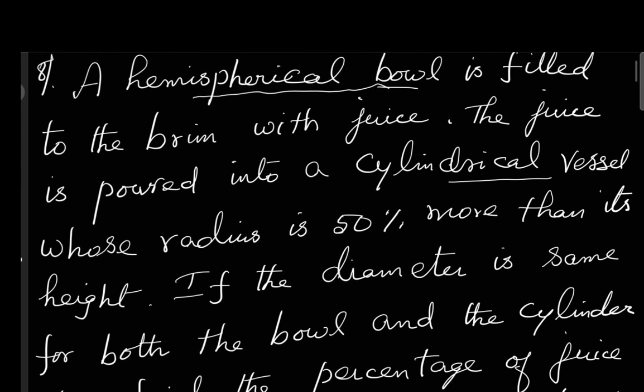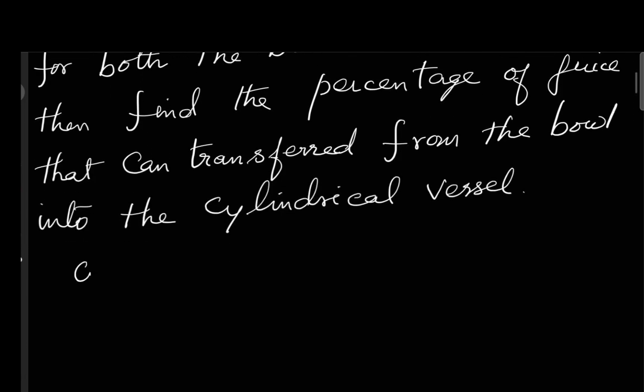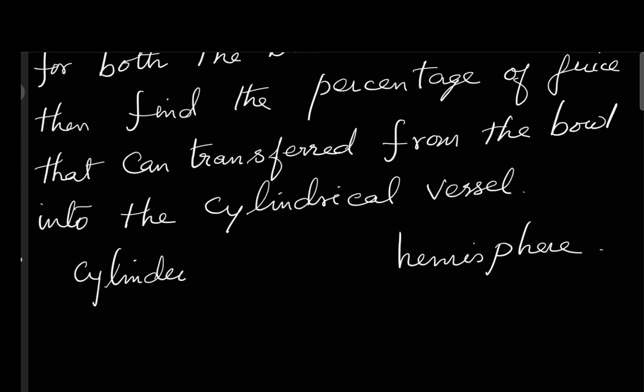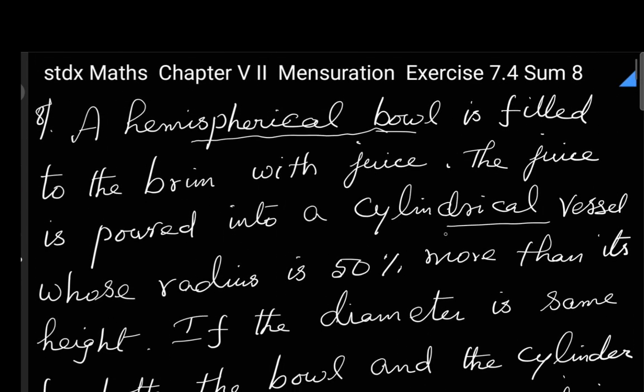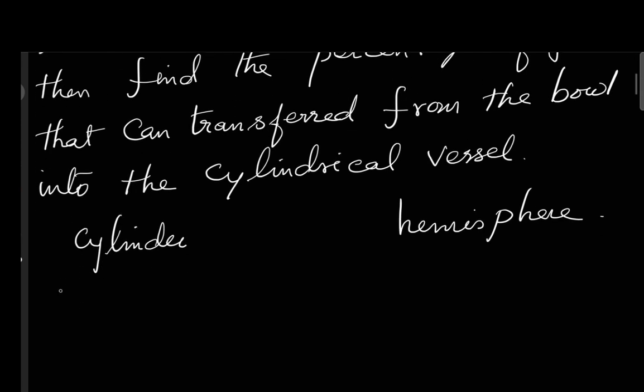Hemispherical bowl and cylindrical vessel. So two figures are seen here, the cylinder and the hemisphere. First let me take the cylinder. Cylindrical vessel whose radius is 50% more than its height. The height measurement is not given, so just take it as h units.